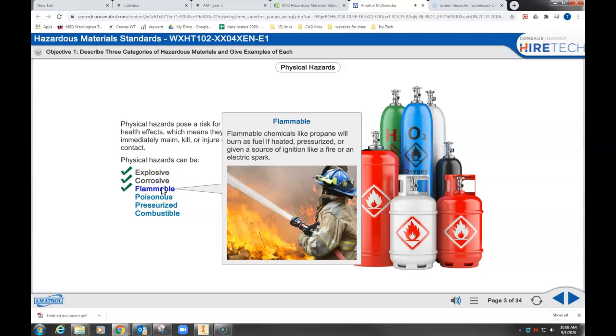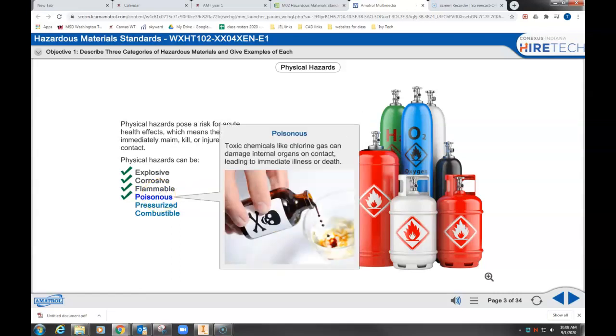Flammable chemicals like propane will burn as fuel if heated, pressurized, or given a source of ignition like a fire or an electric spark. Toxic chemicals like chlorine gas can damage internal organs on contact, leading to immediate illness or death.